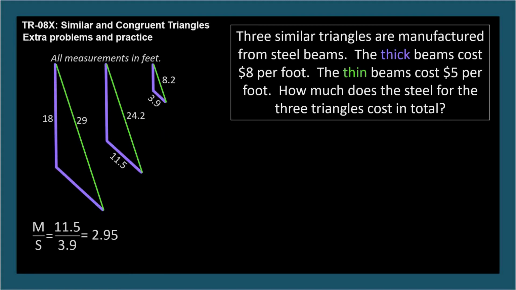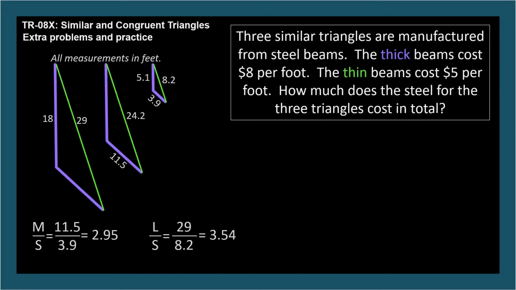We can't do anything else with the medium or small triangle just yet, so we need to find a ratio pertaining to the large triangle. We know the green sides of both large and small, so we can find that ratio. Large to small equals 29 feet divided by 8.2 feet, which is 3.54. So we can find the length of the small triangle's vertical side by dividing the length of the large triangle's vertical side by 3.54. That gives us 5.1 feet.